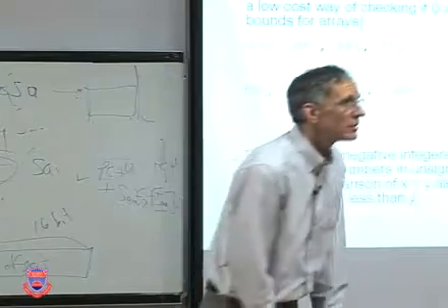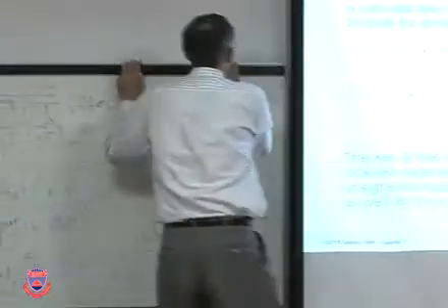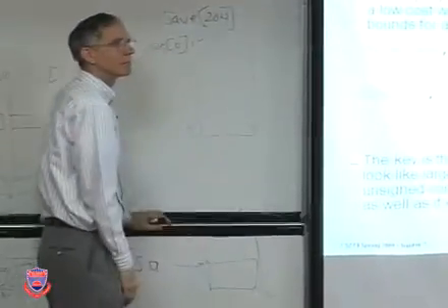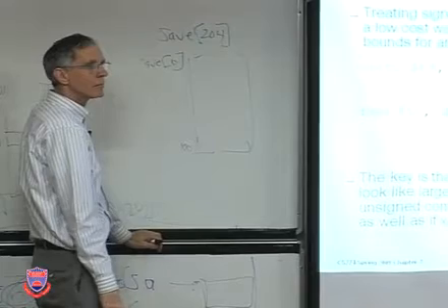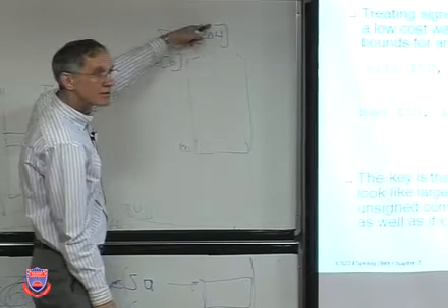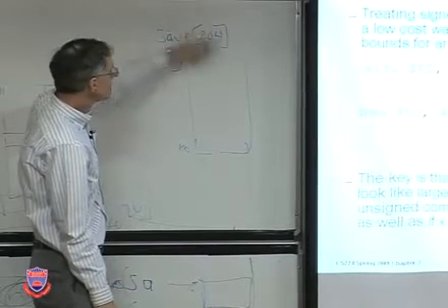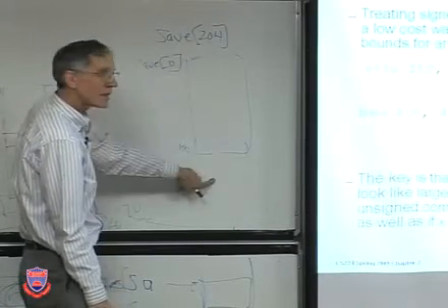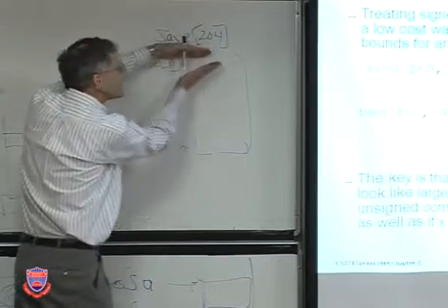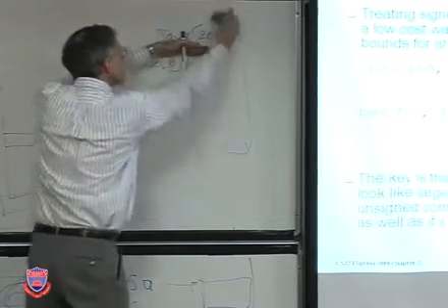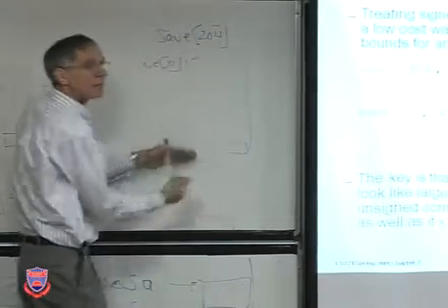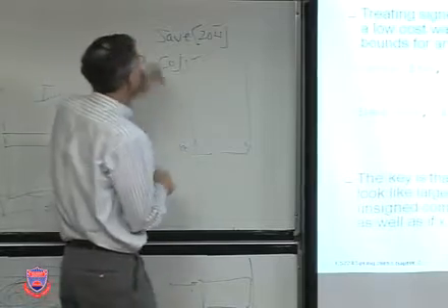Jose, what does out of bounds mean? Is this out of bounds? Is this out of bounds? Is this out of bounds? Yeah, so out of bounds means lower than the minimum or higher than the maximum. Great. Those are physical memory addresses.